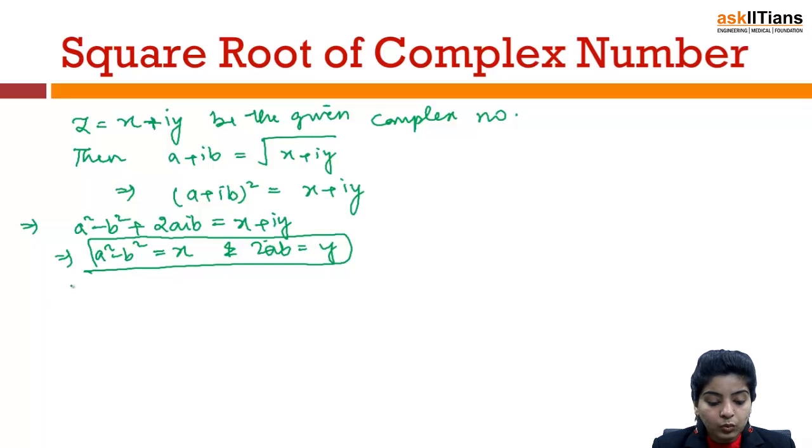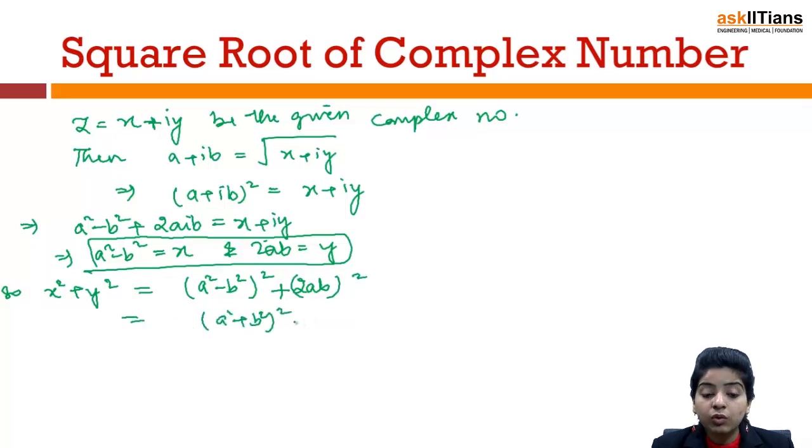So what do I do now is I try to find out the value of x square plus y square. And how do we get this? x we have already got, so x square becomes this, plus y square is 2ab whole square. That simply means x square plus y square is a square plus b square whole square. If you open up these two brackets and simplify, you'll get it as this, because this will become plus 4a square b square, and here we'll have minus 2a square b square. So that will become plus 2a square b square. So it becomes a whole square of a square plus b square.